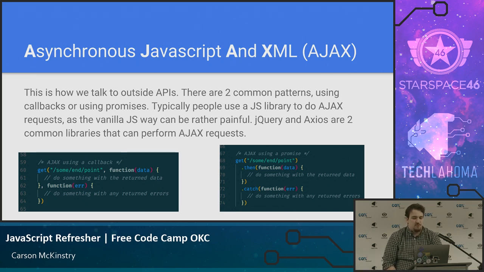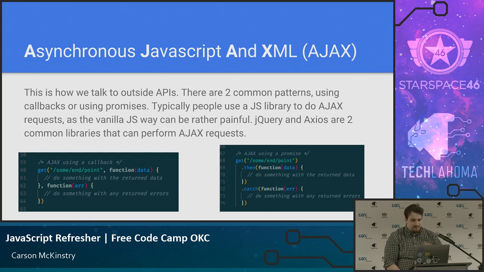Typically speaking, most people will use a JavaScript library in order to do those requests, because the vanilla ones are kind of painful. It's probably 5 to 10 lines as opposed to 2. jQuery and Axios are two really common libraries that will perform AJAX requests for the front end. There's a couple on the back end, for the Node environment, that you can use. And we'll show you what both of those look like here in a second.